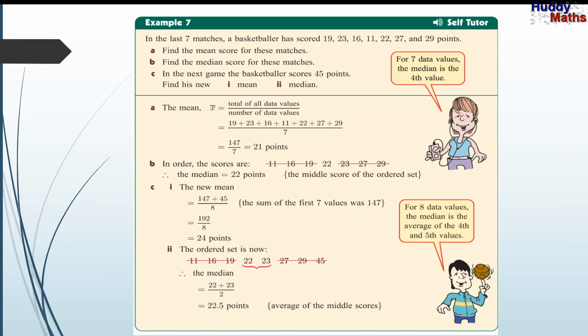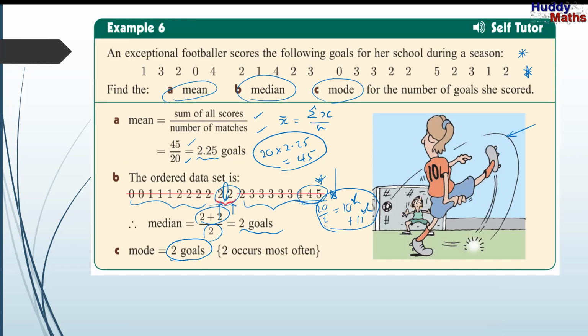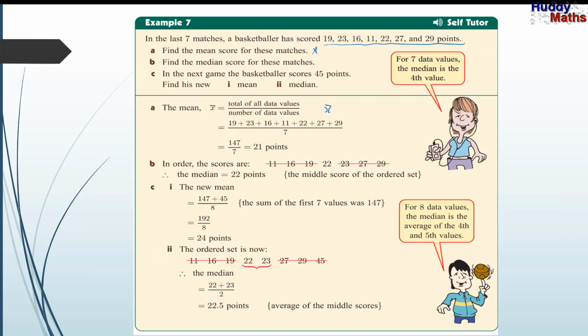Okay, here we are. In the last 7 matches, a basketballer has scored these points in a basketball match. These screen clippings are from Hayes and Harris. You should grab that Year 7 textbook. And they like the sport, don't they? Find the mean score for these matches. So what we're going to do is add them all up and divide by how many there are. So when we do that, there are all the numbers, divide by 7. The mean is 21 points a game.